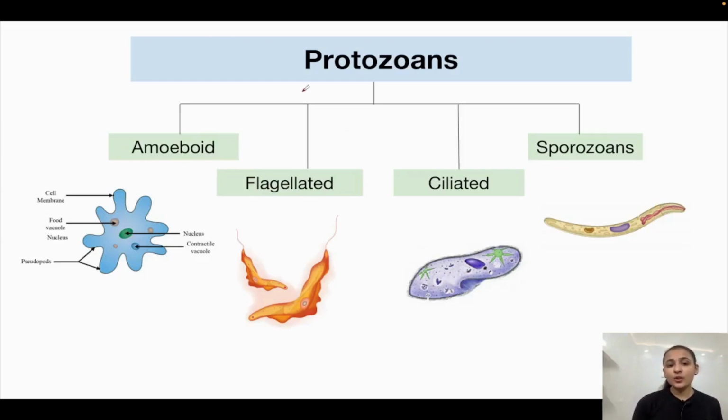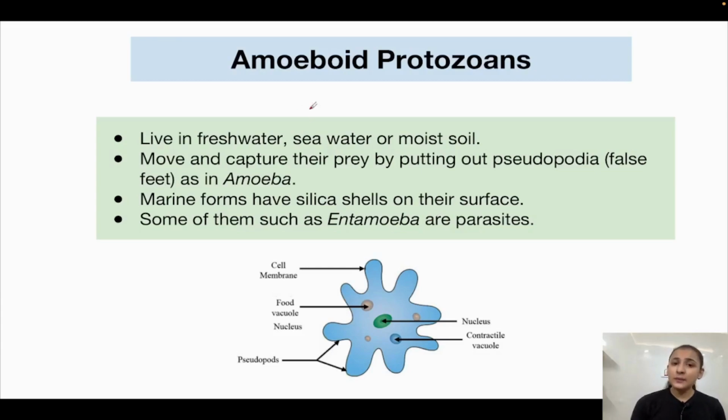Now, protozoans are of 4 types: amoeboid, flagellated, ciliated, sporozoans. These are the 4 groups of protozoans. Let us study each of these one by one. Amoeboid protozoans जो होते हैं, they live in fresh water, sea water or moist soil. They move and they capture their prey by putting out pseudopodia, which is also known as false feet. For example, amoeba is one of the examples of amoeboid protozoans.